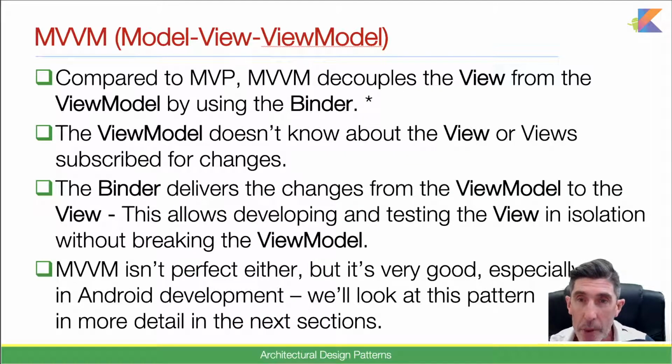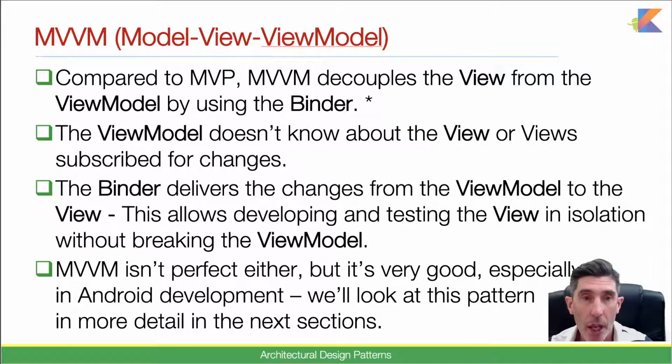So just to talk a little bit more about MVVM. Compared to MVP, MVVM decouples the view from the view model by using the binder. Again, very important. Now, the binder is usually handled by a different platform or a third-party library, so that the developer doesn't have to write it. That's what we deal with within Android. The library itself has its own data binding mechanism, so what we need to do is bring in the dependency and then just go and use it. We don't have to write the code to make that happen from the ground up.